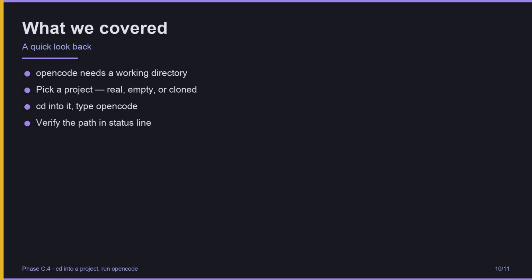Quick recap. Opencode needs a working directory. Pick a project, real, empty, or cloned. CD into it. Type opencode. Verify the working directory path in the status line. That's the setup before any real use.